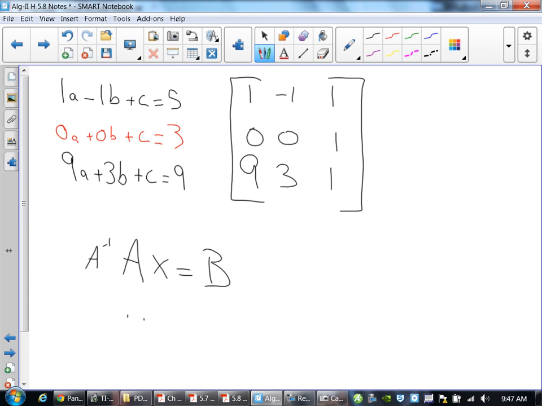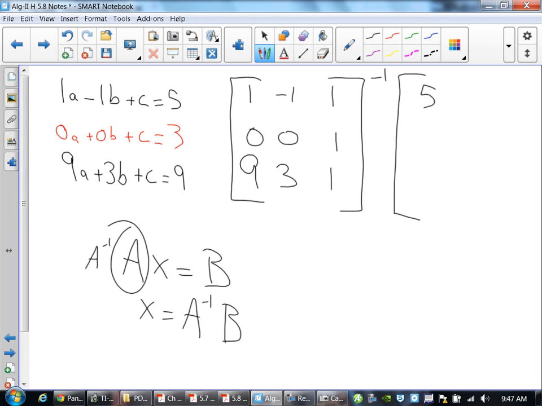So what happens here with matrices, anytime you want to solve for a variable with a matrix, you take the inverse of the matrix in front of it times the solution matrix. Now, what are my solutions that this has to equal? 5, 3, and 9. You agree? So I multiply this inverse by a column matrix of 5, 3, and 9. All I'm doing here is using all the coefficients.